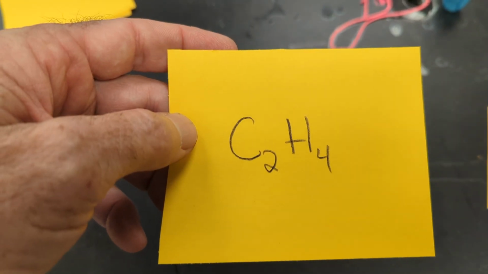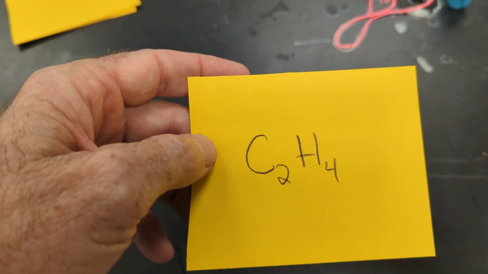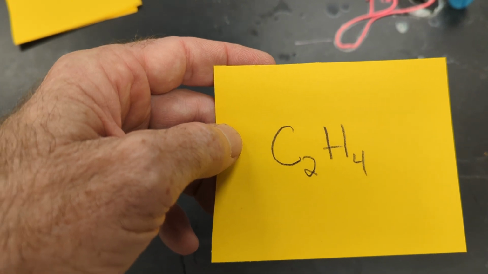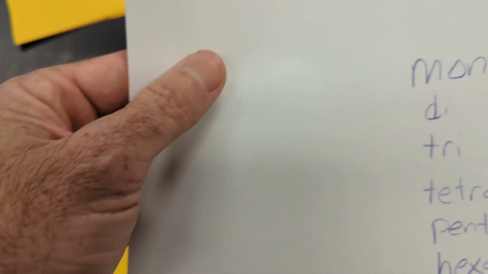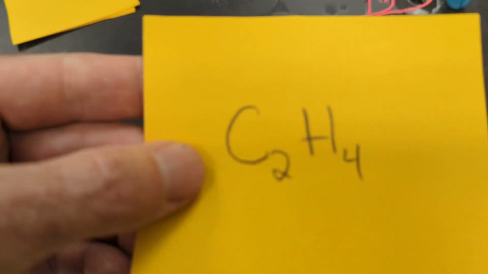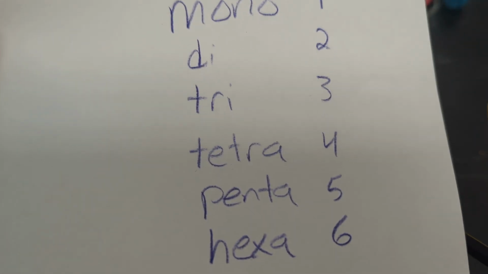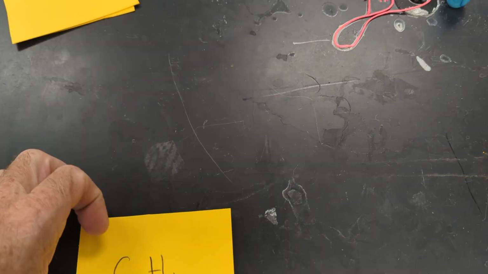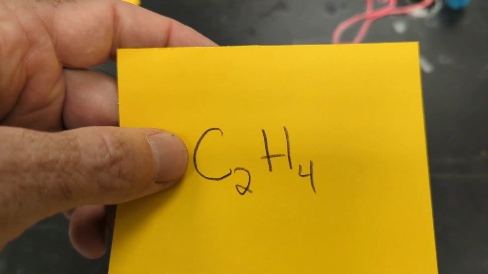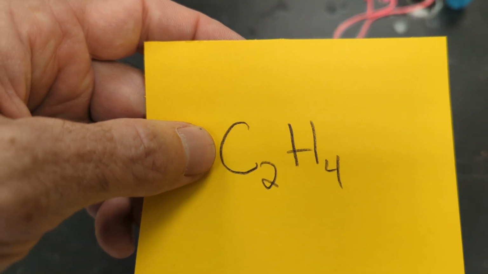Take a look at this molecule, C2H4. The C has a 2. That means we're going to say di. So dicarbon. And now look, the H has a 4. We're going to say tetra for the H. Dicarbon tetrahydride. That is the name of that molecule.